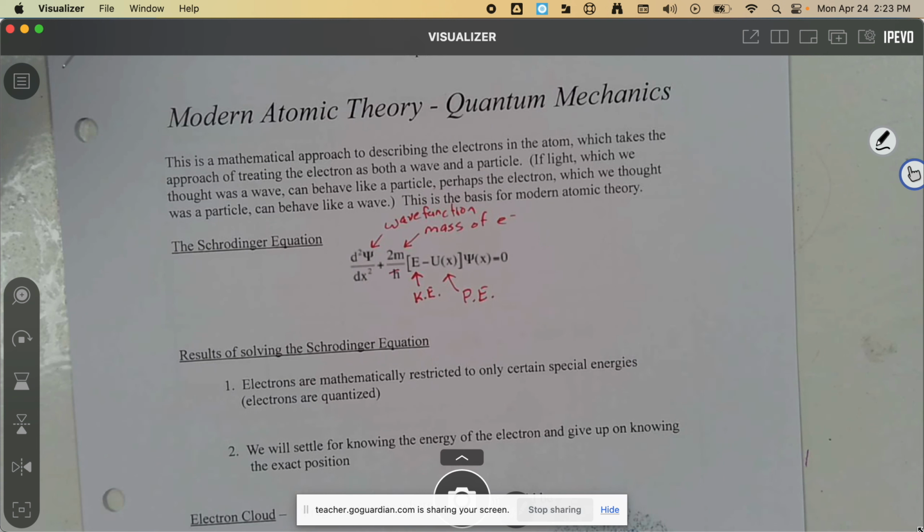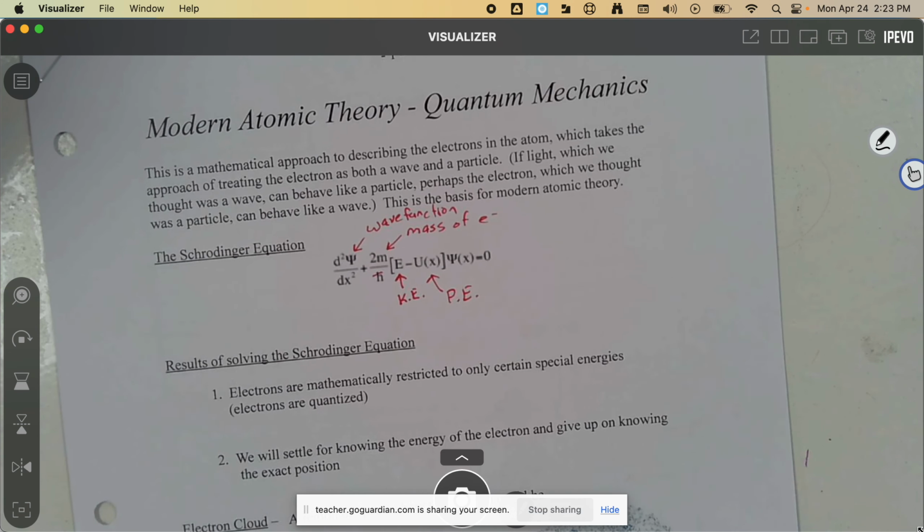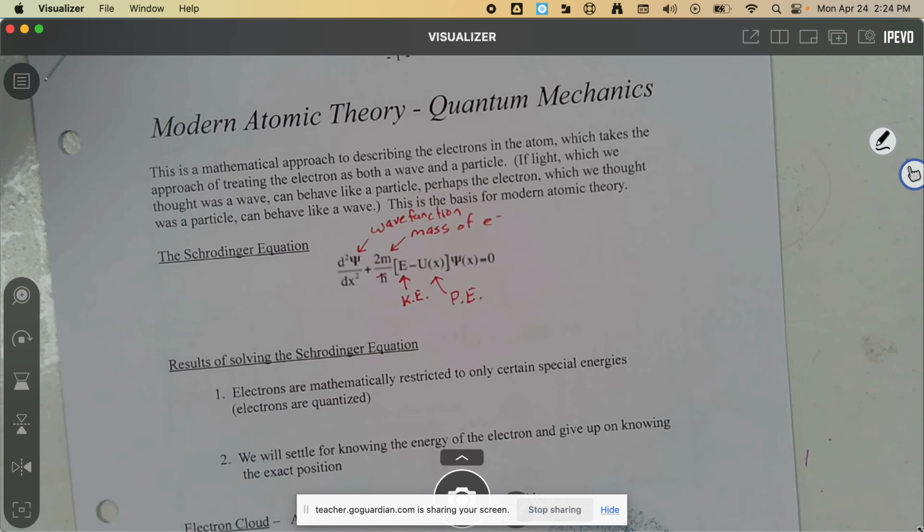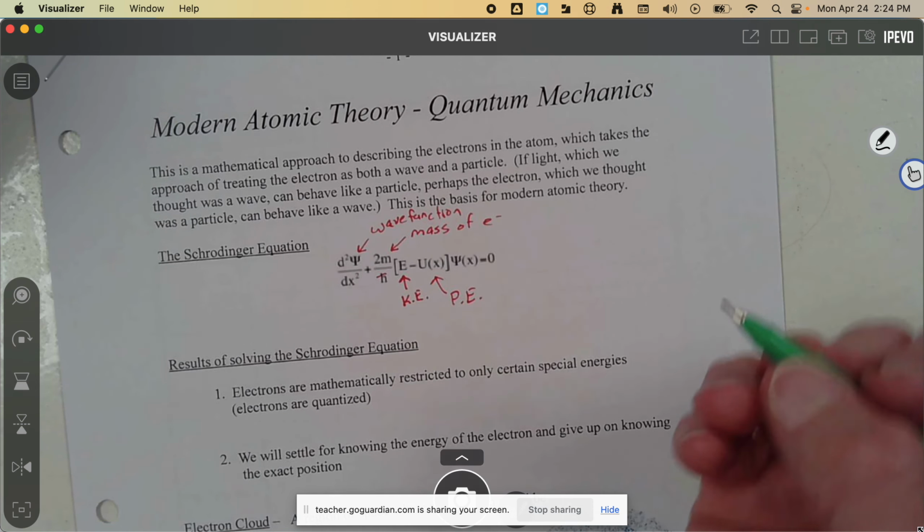You will not, under my guidance, have to solve this equation. If you are getting a major in chemistry and you have to take physical chemistry, P-Chem, as a junior, you will, under somebody else's direction, solve this equation. Here's what you have to understand about this equation. Bohr knew that the electron was quantized. It could only have certain special energies. And Bohr couldn't come up with any reason why that had to be the case. This has got to be true because of the spectrum, but he couldn't come up with a reason why. But this equation does give us some understanding of that.